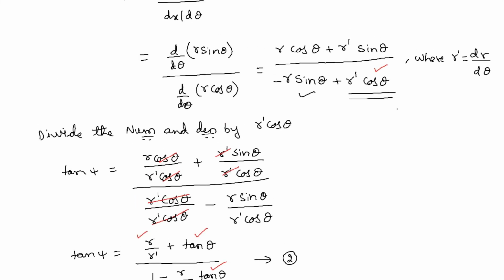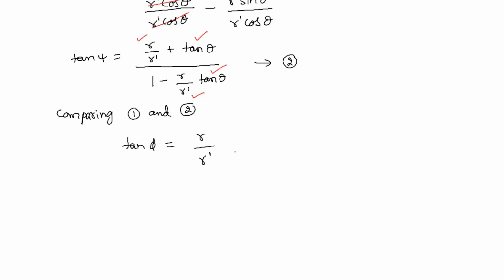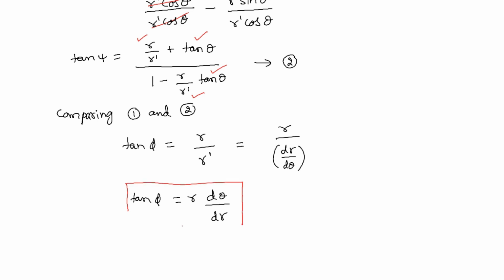So try to observe over here, the value of r' will be dr by d theta. So let us replace that value, which will be nothing but r by dr by d theta. So r divided by dr by d theta, or I can rewrite that as tan phi equal to r as it is. If we take this dr by d theta to the numerator, it becomes d theta by dr. So we got tan phi equal to r times d theta by dr. This phi represents the angle between the radius vector and tangent. So we got one relationship over here: tan phi will be equal to r times d theta by dr.